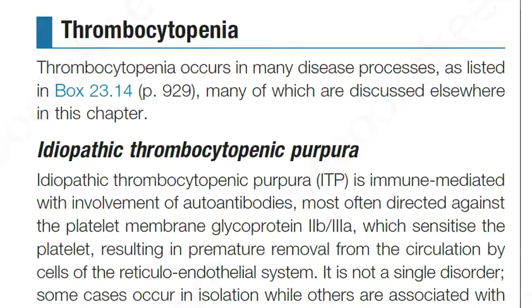Thrombocytopenia. Thrombocytopenia occurs in many disease processes as listed in box 23.14, many of which are discussed elsewhere in this chapter. Idiopathic thrombocytopenic purpura. Idiopathic thrombocytopenic purpura is immune-mediated with involvement of autoantibodies, most often directed against the platelet membrane glycoprotein 2b3a, which sensitize the platelet, resulting in premature removal from the circulation by cells of the reticuloendothelial system.